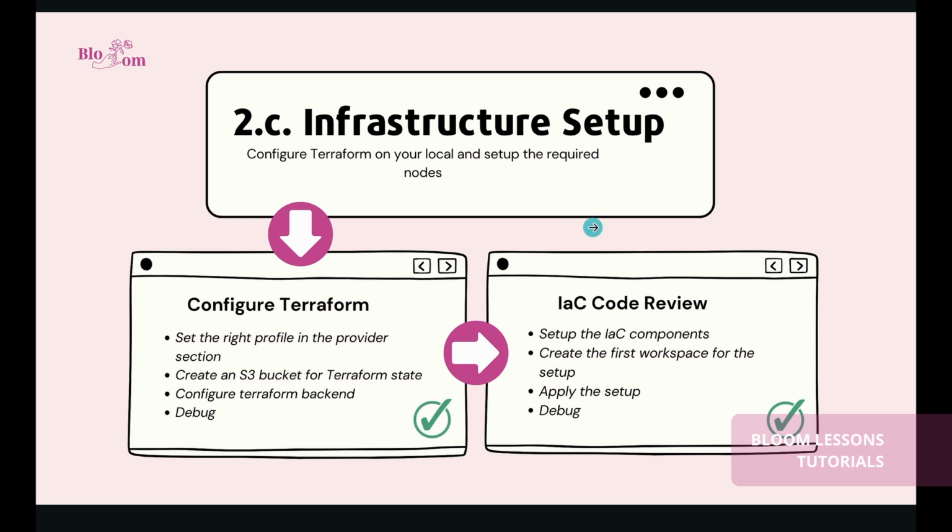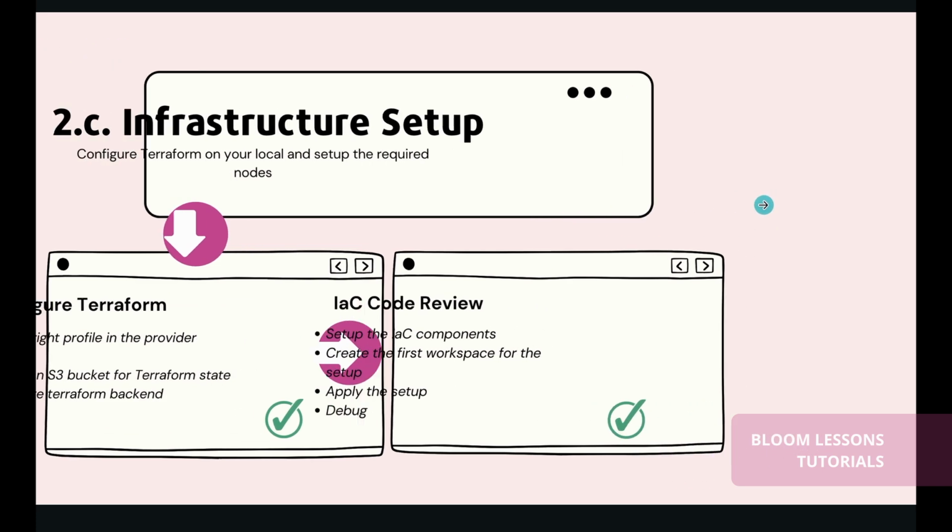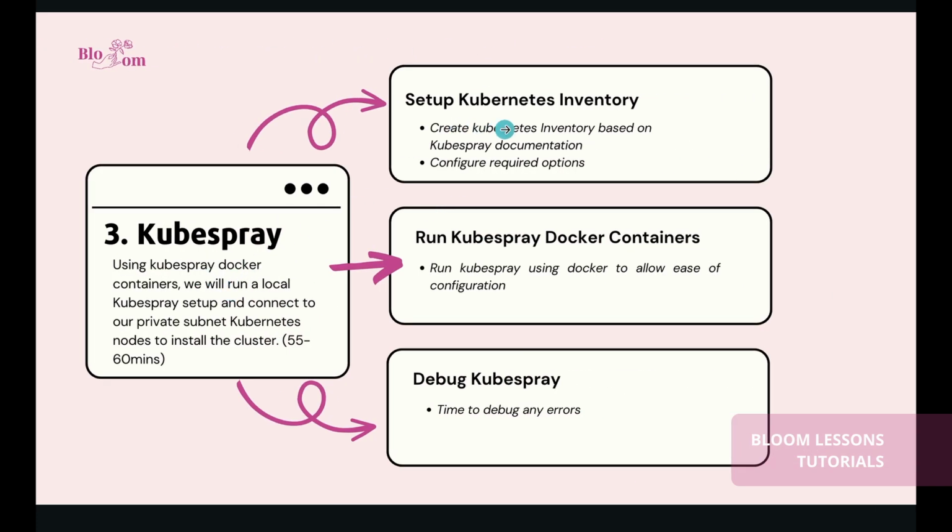So now we've created our infrastructure. We've set up and configured our Terraform. So the next step will be to set up Kubespray. You can see here, we'll start by setting up the inventory and then pulling and running the Docker containers and then debugging our setup to make sure we've installed the cluster correctly.